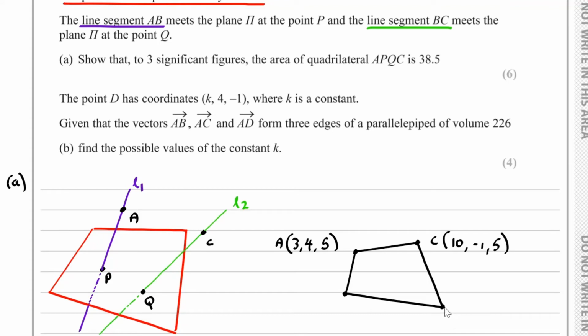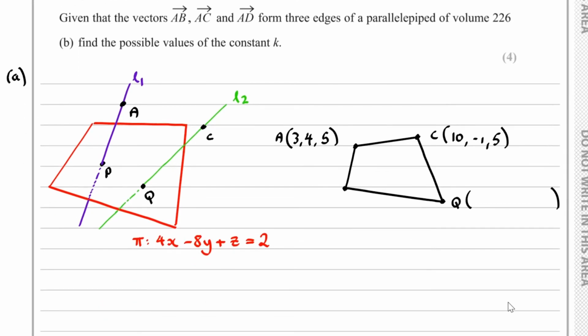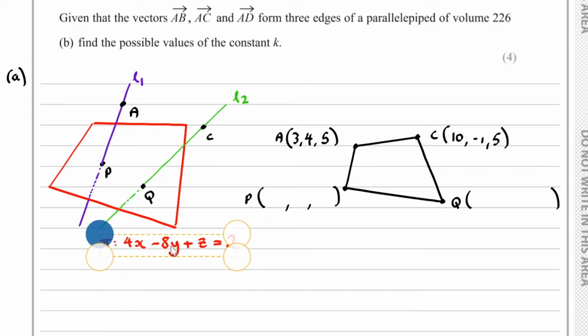Here somewhere we have Q. We don't know the coordinates of Q; we'll fill those in later. And we've also got P over here somewhere. We don't know the coordinates of P just yet, but we can figure it out later. Hopefully you can see the problem we need to solve. We need to find the area of this shape over here.